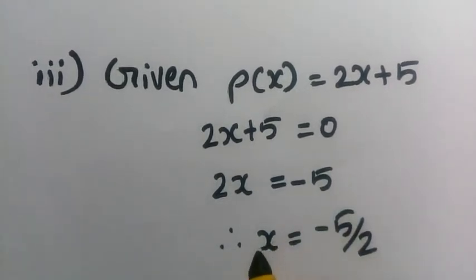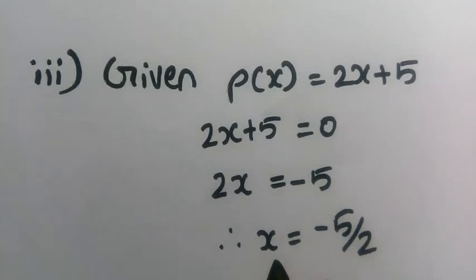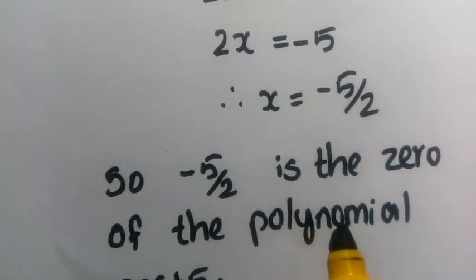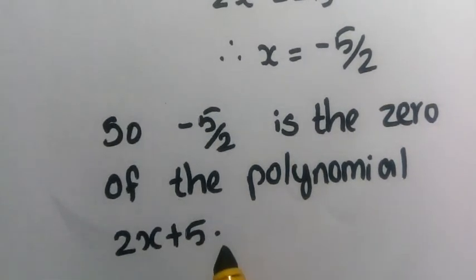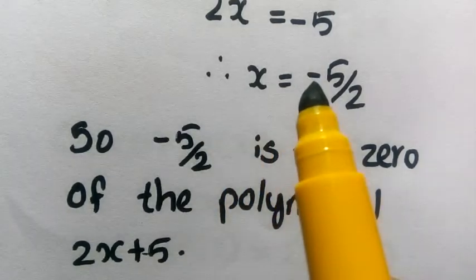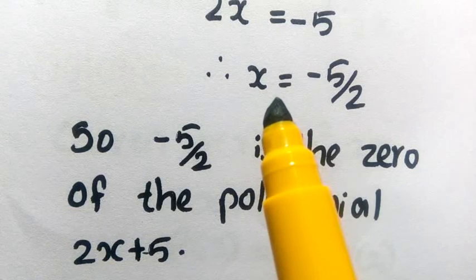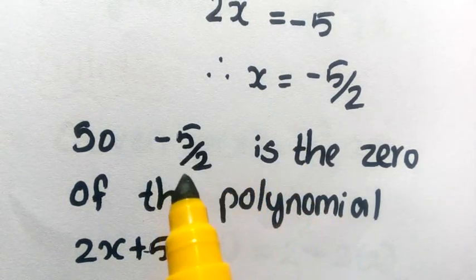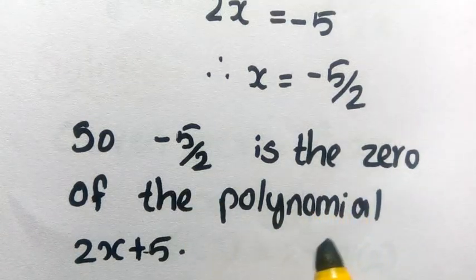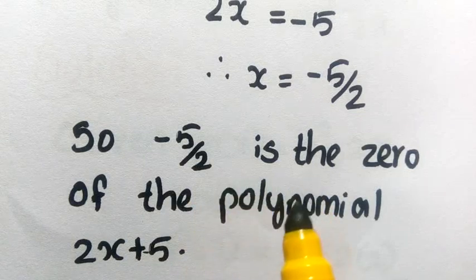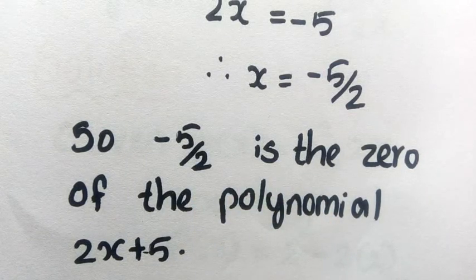Now we got the value of the variable x. So, minus 5 by 2 is the 0 of the polynomial 2x plus 5. So for a linear polynomial, the value of the variable is called the 0 of the polynomial. Thus, here minus 5 by 2 is the 0 of the polynomial 2x plus 5, or minus 5 by 2 is the root of the polynomial 2x plus 5.